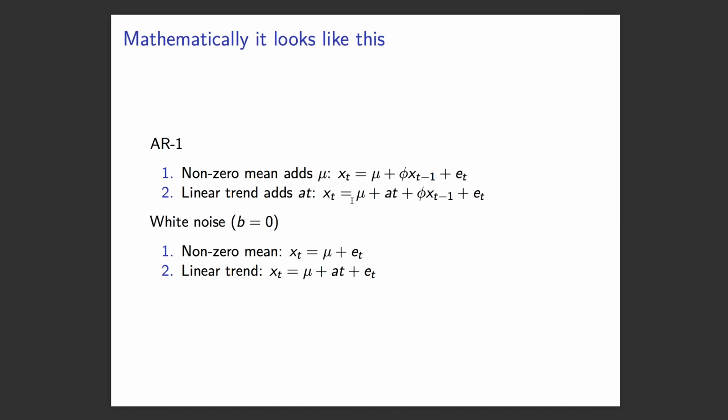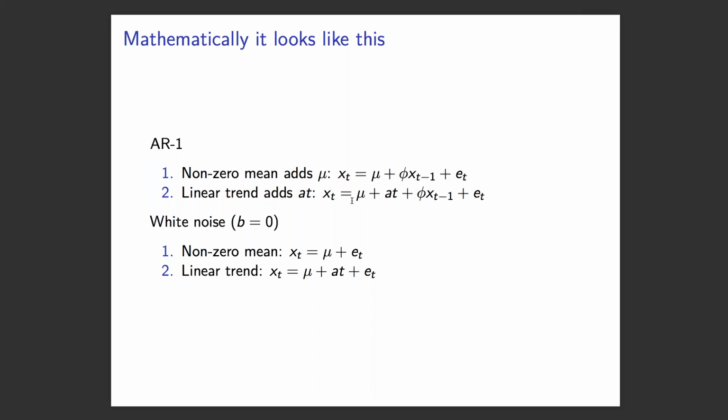And mathematically, it looks basically like this. You've got your model here that's like an AR1, and then you're going to add a constant there. That's going to be your non-zero mean. And if you add a constant plus you add this trend, so this is some slope times t, so that's like the number of years or number of time steps. Add those 2 in there.